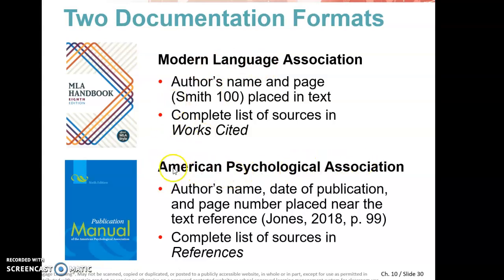The preference is APA for my class, and the way you do it, you have an author's name, date of publication, and the page number placed right near the reference that you're referring to. And so this is how it would look in an actual article. And so this is the preferred mechanism that I like to use in my reports for my classes.